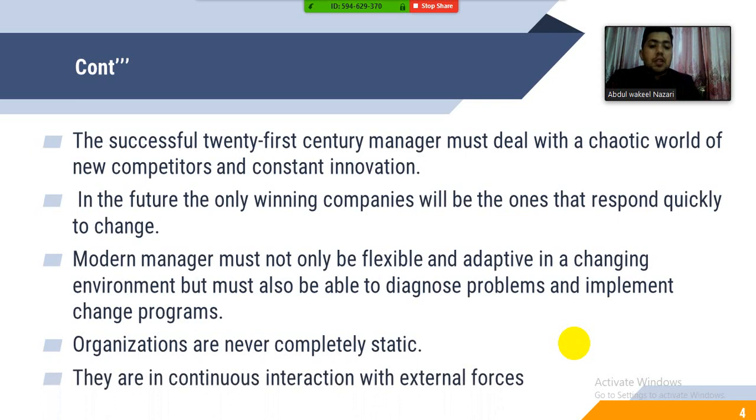They have continuous interaction with external forces. The last line is completely linked with the line above. Organizations are never completely static. They are continuously interacting with external forces. What are external forces? Well, we can say political instability. Political changes are coming. Economic changes are coming. Social changes are coming. Legal changes are coming. These political, economic, legal, and social changes are the external forces which affect your organization.